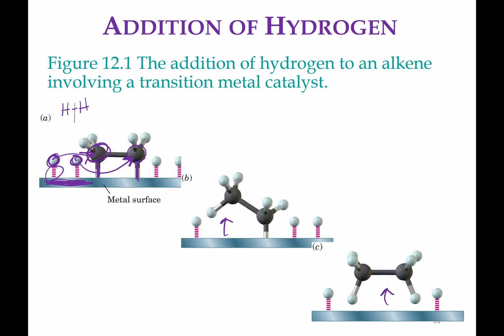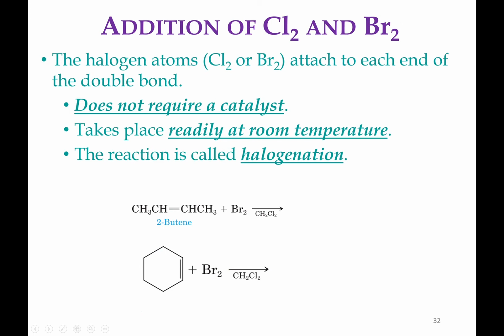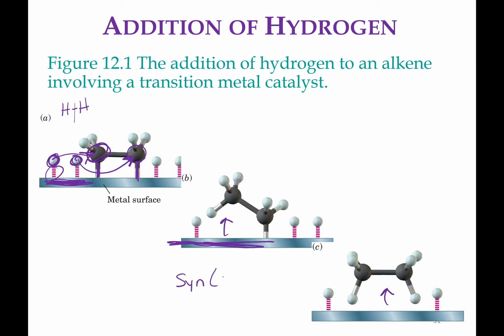Now this might not be important for this class, but depending on where you go after this, it's a little above and beyond. Because the hydrogen atoms are bound to this particular metal surface, they're normally going to approach from the same face of the molecule, and that's called a syn addition. This is the same side. But if they were to approach from opposite sides, the reaction is called an anti-addition.